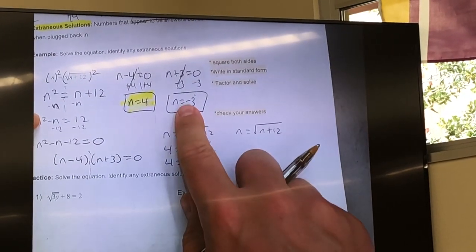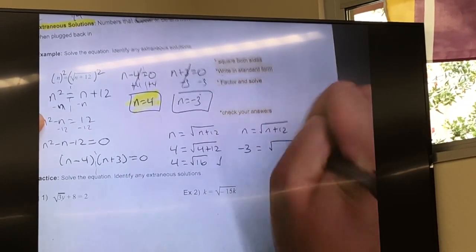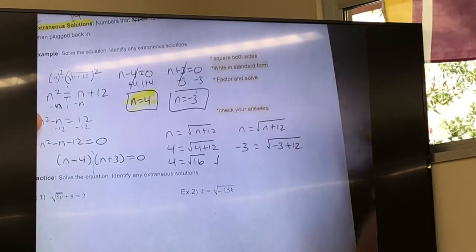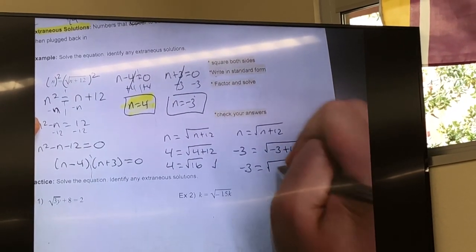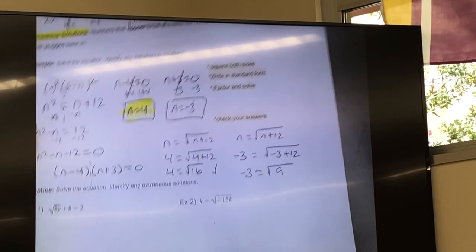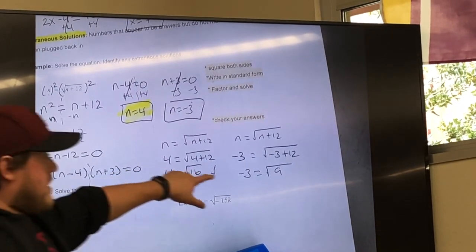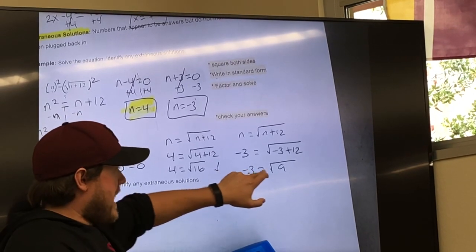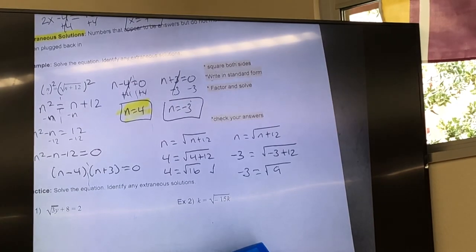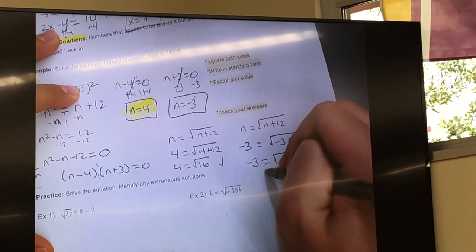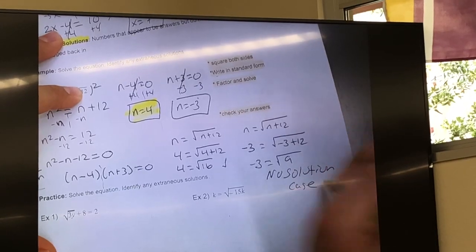Now, if we're to plug in this negative 3, we get negative 3 is equal to the square root of negative 3 plus 12, which is 9. I'm going to stop there. You should all remember that a square root does not equal a negative solution. So this is our no solution case.